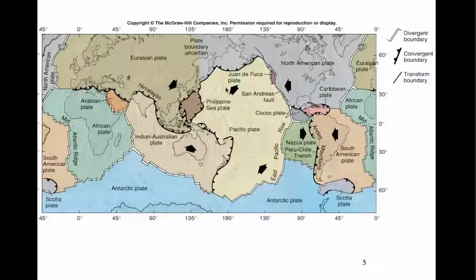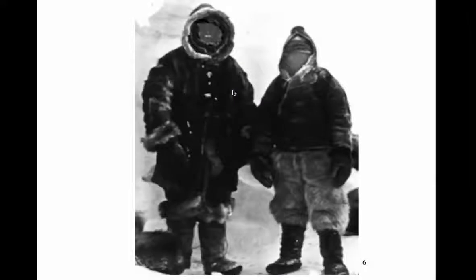This is the present theory. We've got a lot of major plates. They are moving. The plates consist of the crust, of course, and the upper portion of the mantle. Those two together are called the asthenosphere.